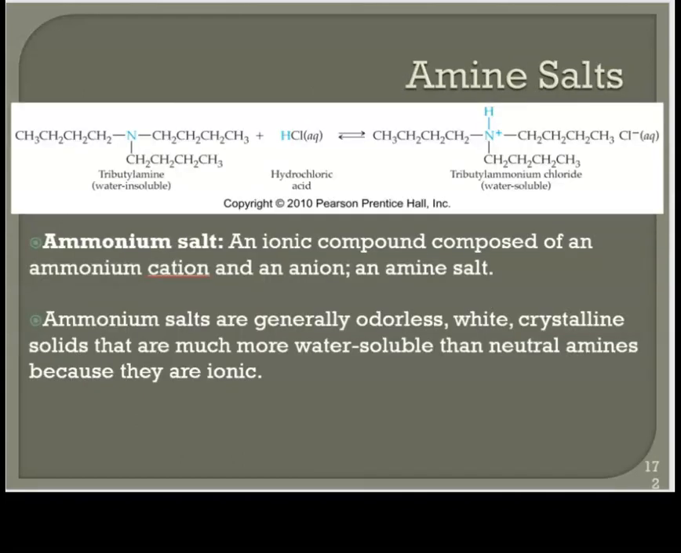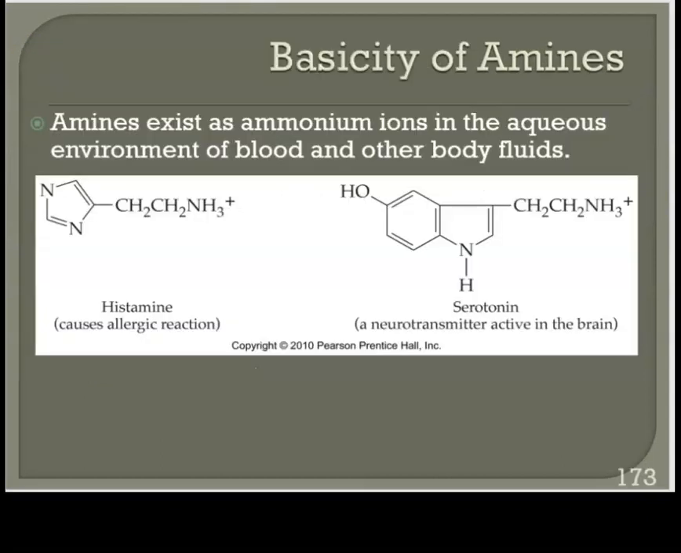We can form, however, amine salts. So an ammonium salt, again, here's a definition, is the ionic compound composed of an ammonium cation and an anion, an amine salt. And so generally we do this a lot of times in order to make things more water soluble. So you'll make a salt. So you might see this on some other drugs. I'll show you in a second here an example of that.